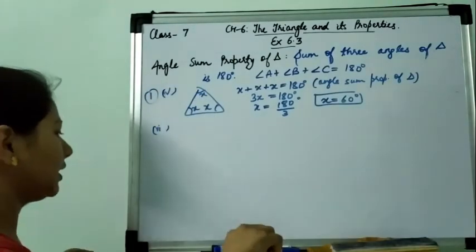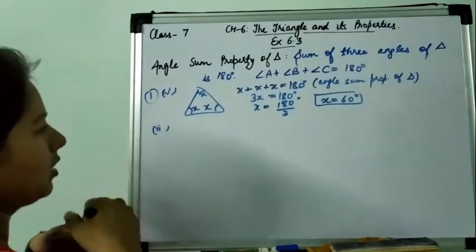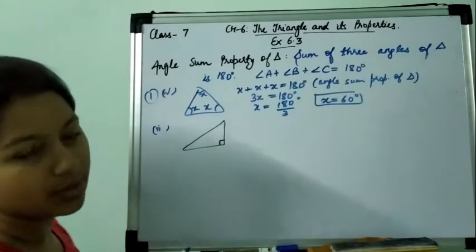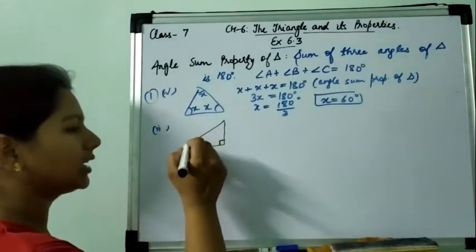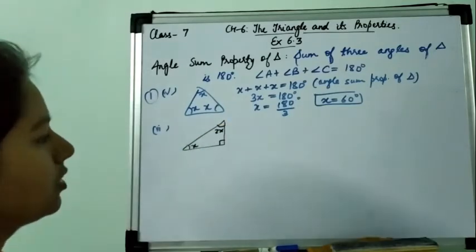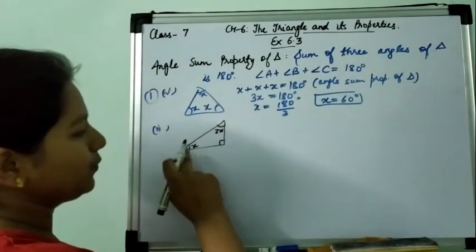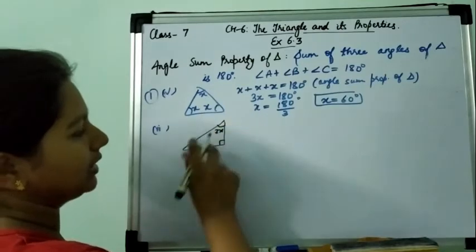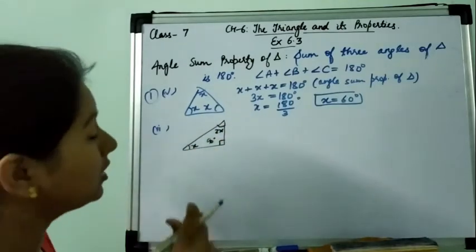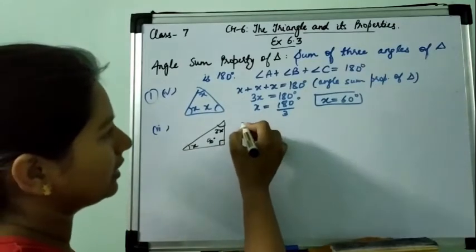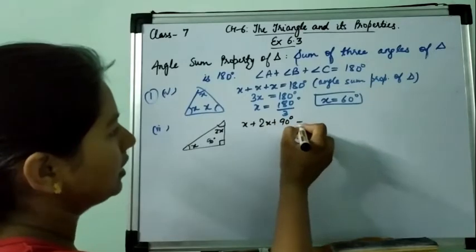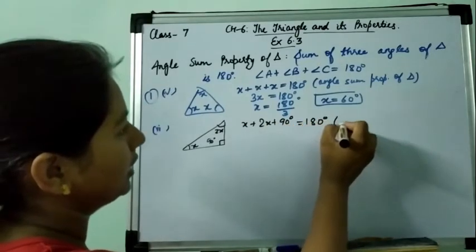In 6th part, the diagram is like this. A right angle triangle is there because here 90 degree symbol is made. And this angle is x and this angle is 2x. So nothing, it's same, x plus 2x plus 90 degree. This is 90 degree. Whenever you will find this square at the corner, it means that the angle is 90 degree. So x plus 2x plus 90 degree is equal to 180 degree.